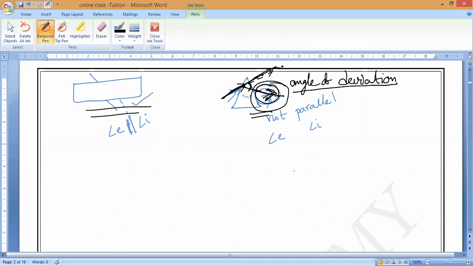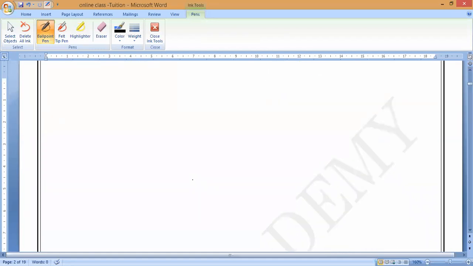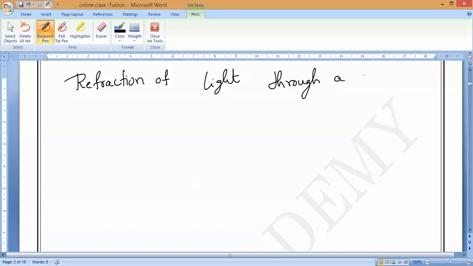So the next concept which we are going to study is refraction of light through a glass prism. All of you keep heading: Refraction of light through a glass prism.